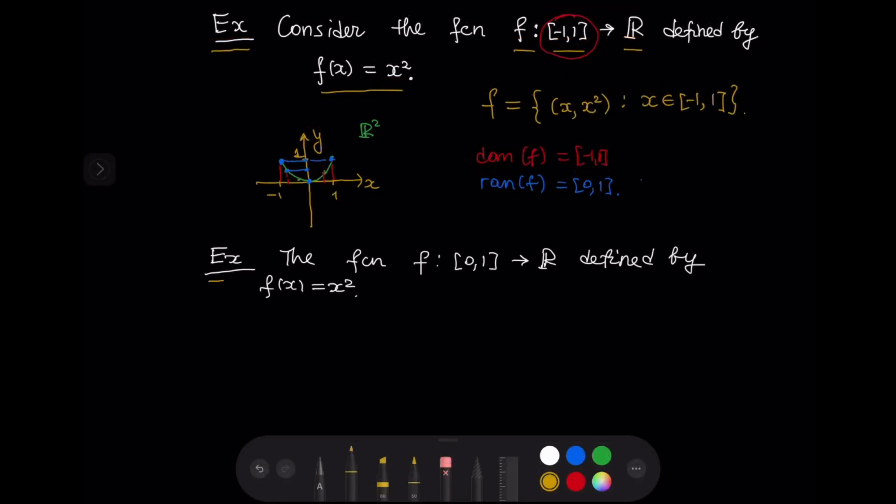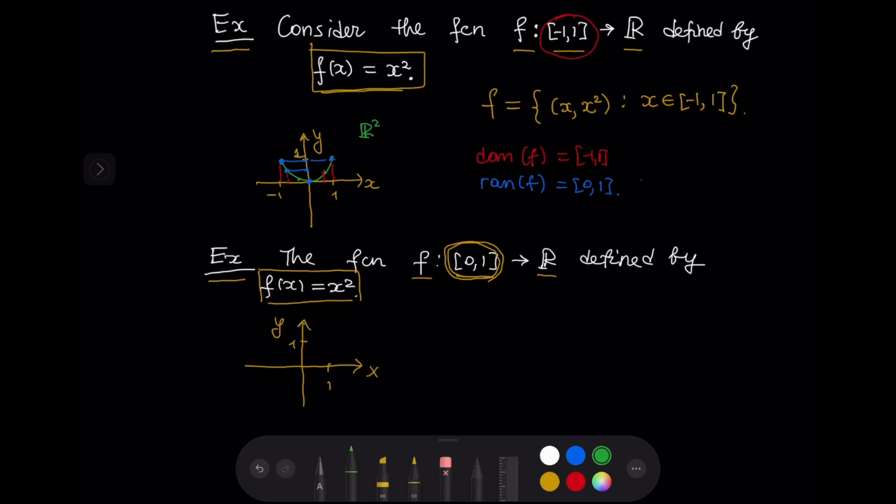Another example is the function f from the interval 0, 1 into R, defined by the formula f of x equals x squared. You may notice that the formula f of x equals x squared is the same as in the previous example. What is different is that the function f is defined on the interval 0, 1. So the domain of the function is a part of the definition of the function. And so the two functions in the previous two examples are actually different functions.